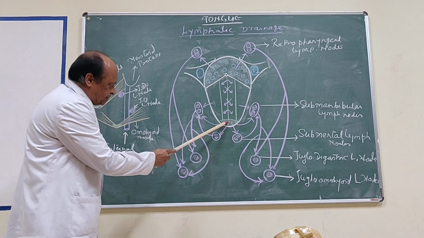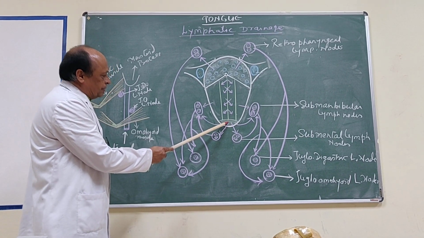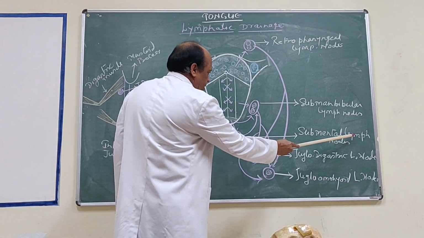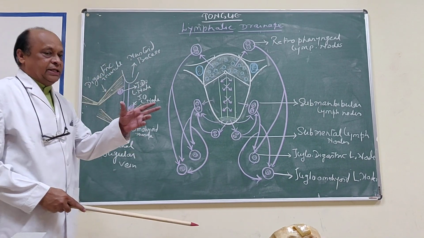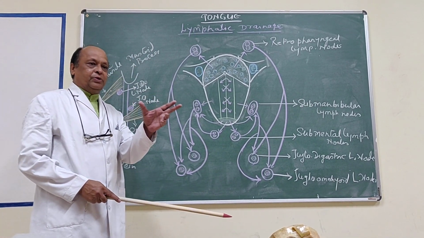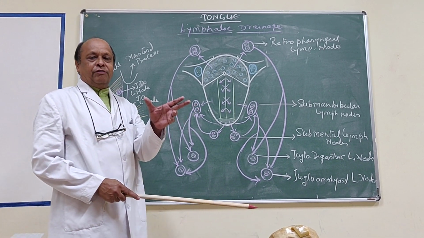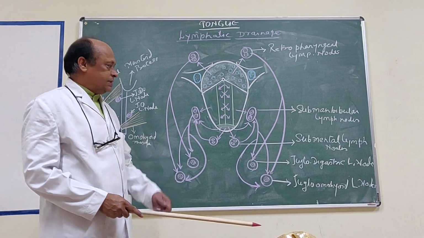And here is the tip. Look at the tip. The lymphatics from the tip mainly drain into submental group of lymph nodes, and these lymph nodes are situated in submental triangle between two anterior belly of digastric muscles over the surface of mylohyoid muscle.